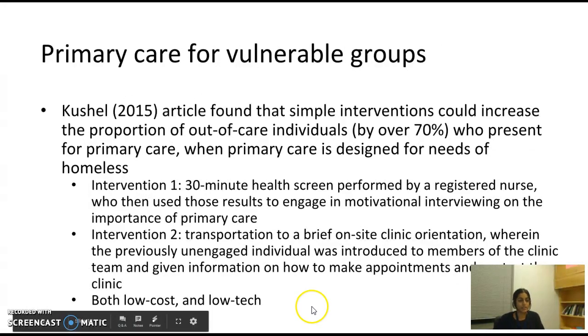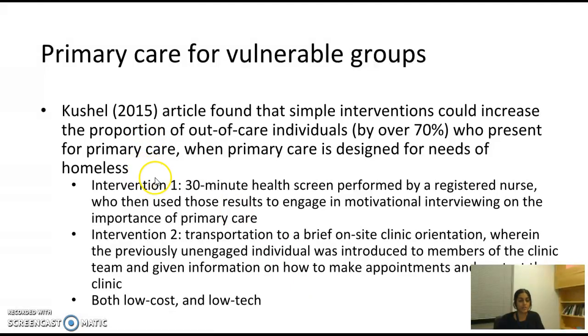So for vulnerable groups, we can take the example of the Kushal article. She found that simple interventions could increase the proportion of out-of-care individuals, that means people, the homeless veterans that she was observing in her study, by over 70% who present for primary care, when primary care is designed for the needs of homeless.